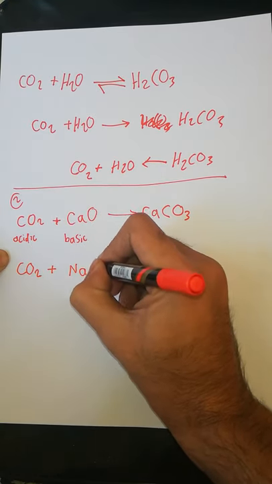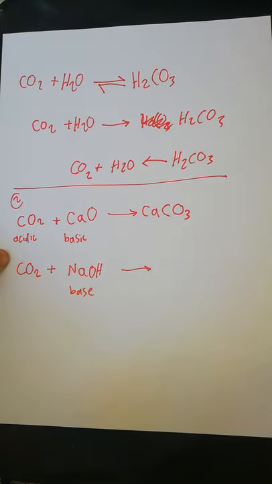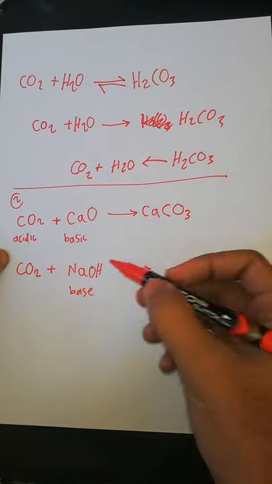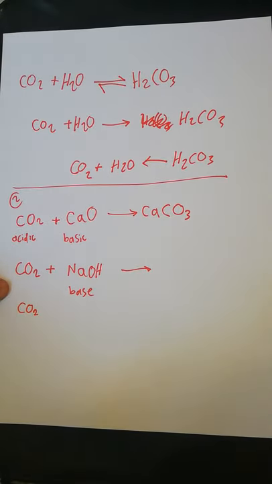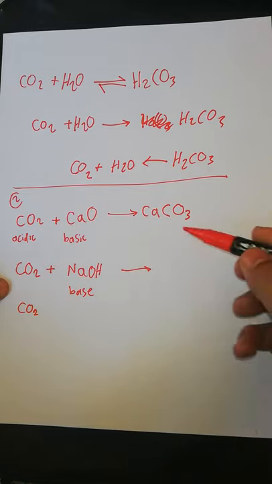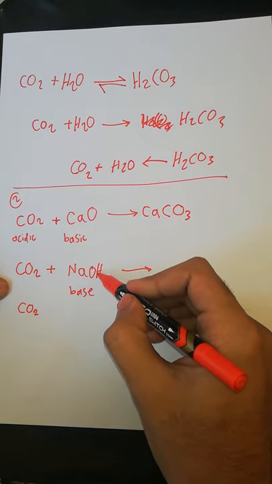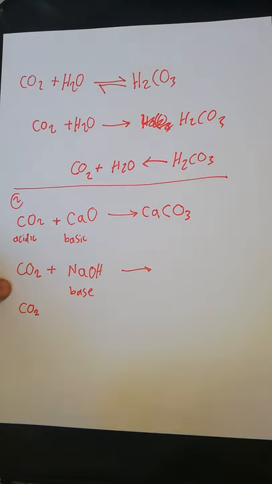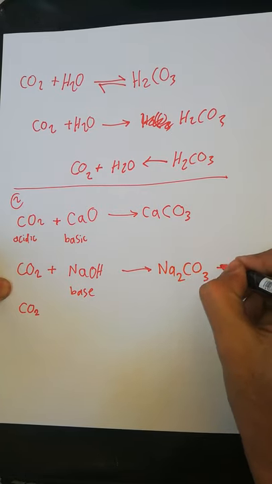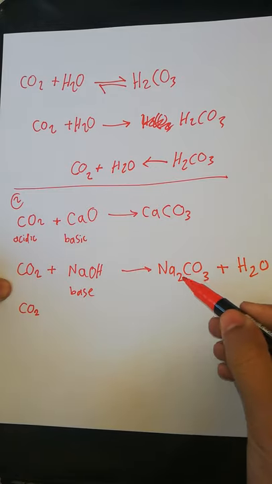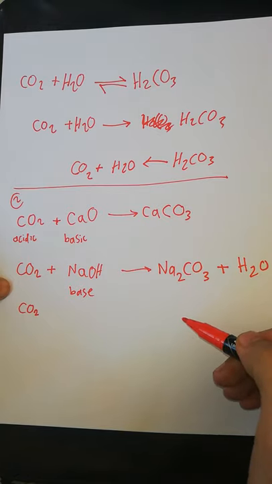And CO2 plus NaOH. هذا acidic oxide وهذه base. We knew that CO2 راح يعطيني Na2CO3 plus H2O. Na2CO3 is metal carbonate, sodium carbonate, كربونات الصوديوم.